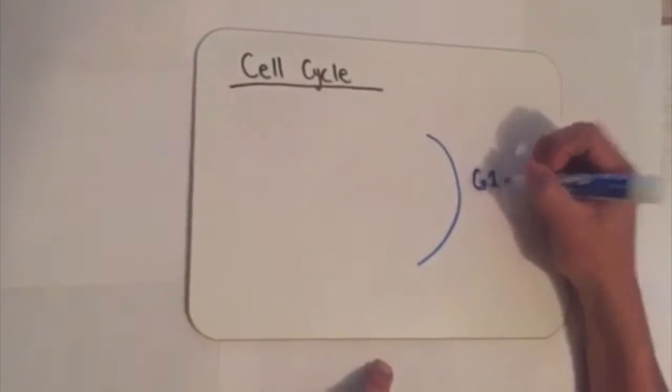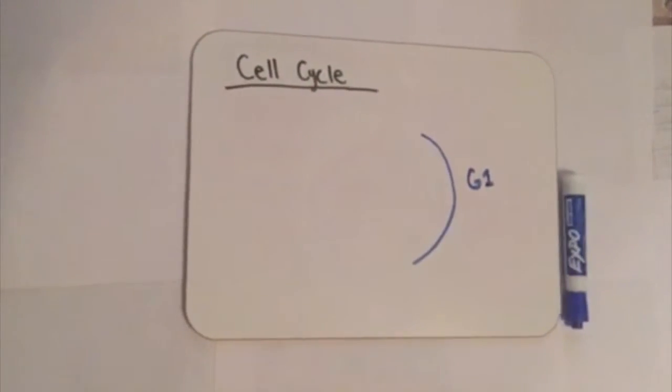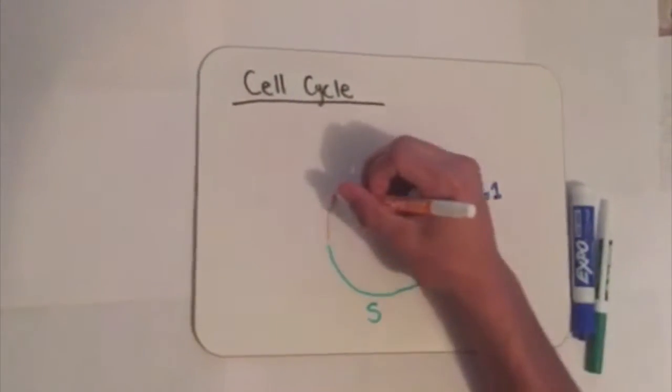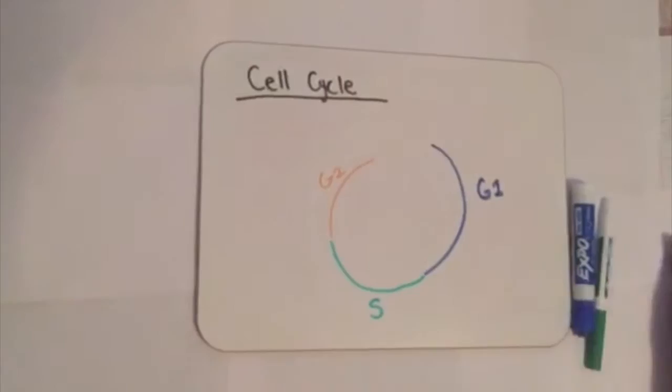Interphase itself has multiple stages. The first stage, G1, is the initiation of cell growth. The S phase is the DNA synthesis, and the final stage is G2, which is the final steps of cell growth.